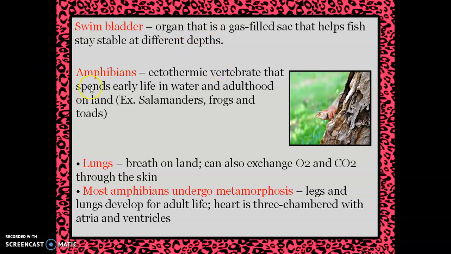And we got about 2.5 minutes left, so let's talk about amphibians very quickly. Amphibians are ectothermic vertebrates. They spend their early life in the water and adulthood on land. Salamanders, frogs, and toads. Can anybody tell me the difference between a frog and a toad? That's right. A frog is semi-aquatic, spends most of its time in the water, will spend some of its time on land. Toads will spend pretty much all of their life on land. You'll find them much farther away from sources of water.